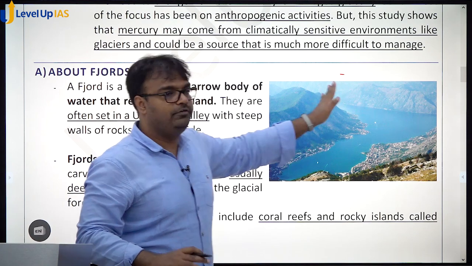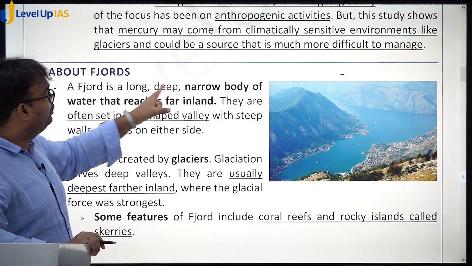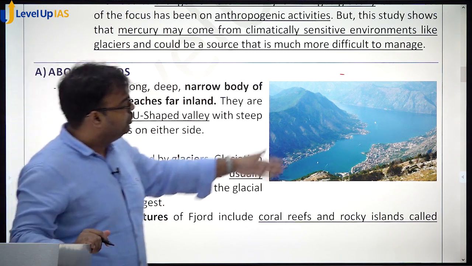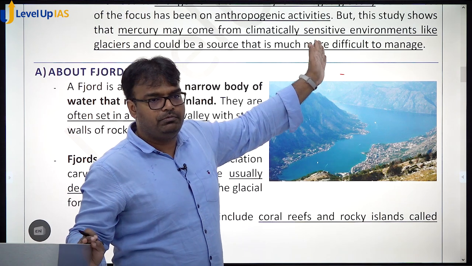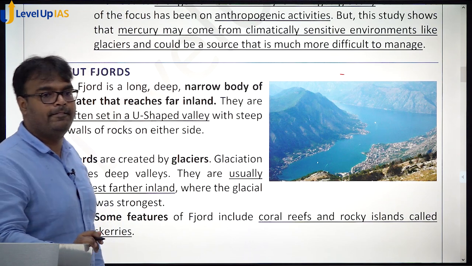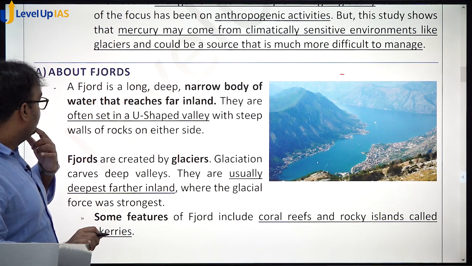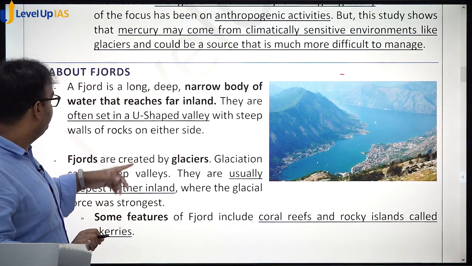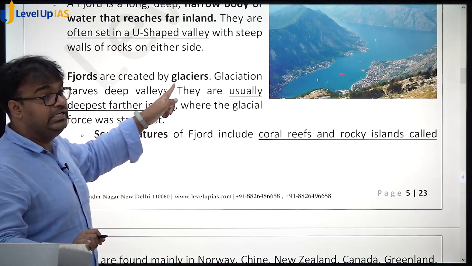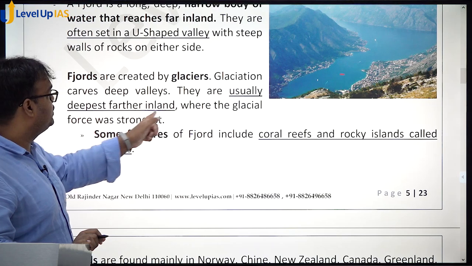So this kind of landform is called a fjord. A fjord is a long, deep, narrow body of water that reaches far inland. You will see, because glaciers are coming from inland, this would be reaching far inland. Okay, these are fjords. Now they are often set in a U-shaped valley with steep walls of rocks on either side. Fjords are created by glaciers. Glaciation carves deep valleys. They are usually deepest further inland.